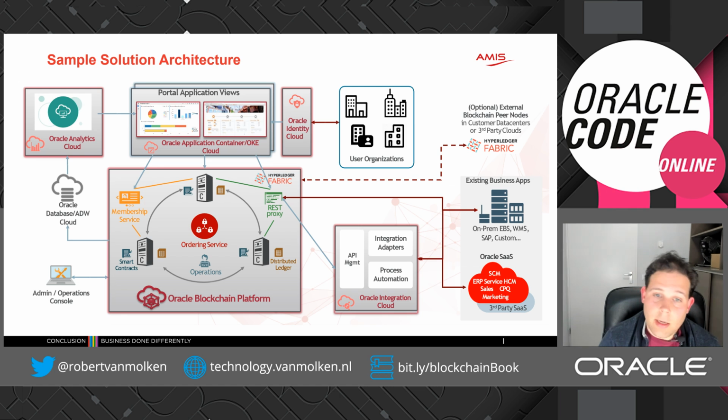From there, at the right bottom, we see the external SaaS solutions and on-prem EBS, SAP, and everything, and that can connect to the blockchain using Oracle Integration Cloud. They have a lot of integration adapters for those SaaS solutions, and also using API management, we can connect very easily with REST proxies to have an abstraction layer on that. Because the REST proxy itself is very generic, and maybe we want to use the API management to have better domain object APIs.